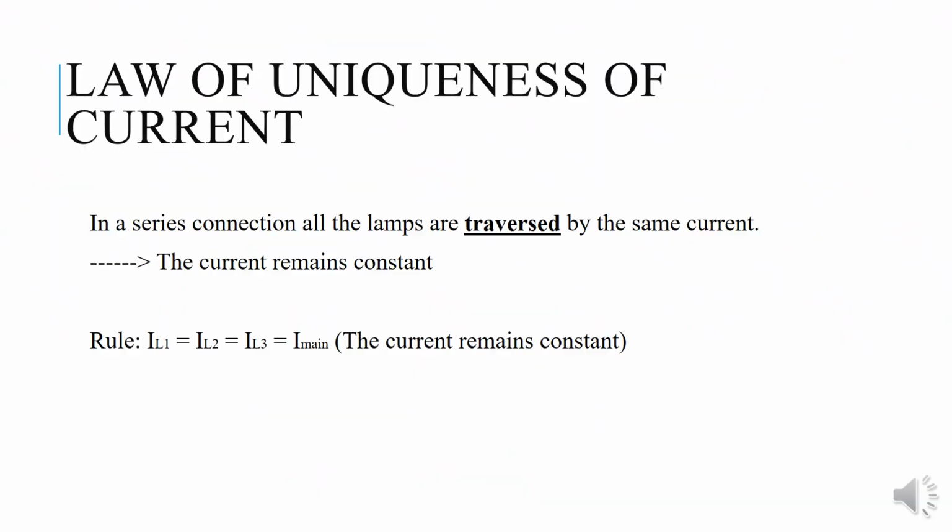Before we start, let us review the law of uniqueness of current. In a series connection, all the lamps are traversed by the same current, which means that the current remains constant. And we explained a rule with many examples. We said that the current across L1, lamp 1, is equal to the current across L2, is equal to the current across L3, is equal to the main current. So if you have one of the currents, you have them all since the current remains constant.